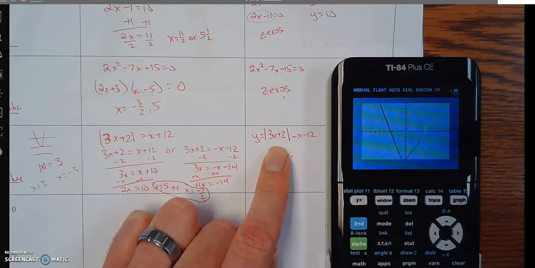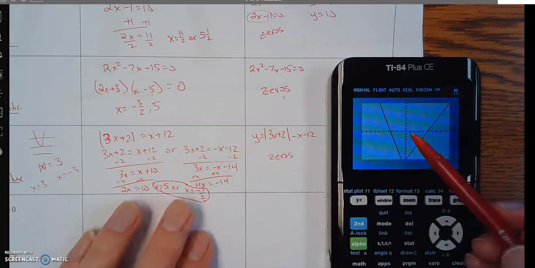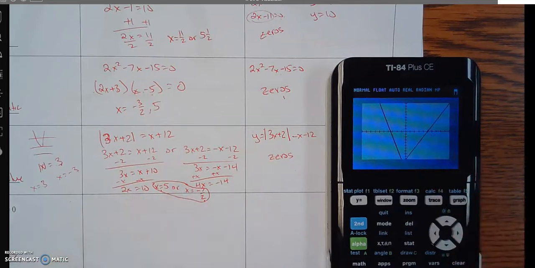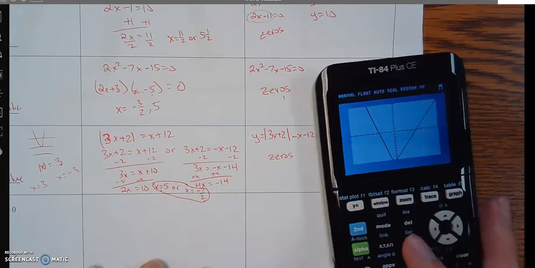This one does have two solutions. There's a V shape that actually hits the x-axis twice. If I look in there, this one's negative 3.5, and this one's at 5. So I got it. Now the other way, I'll have a V shape and a flat line. It'll hit at 5 and negative 7 halves.